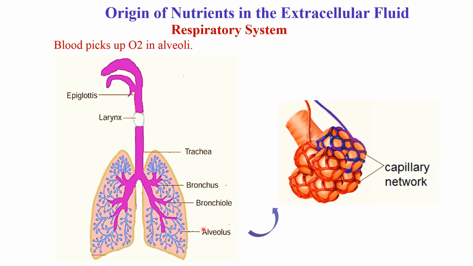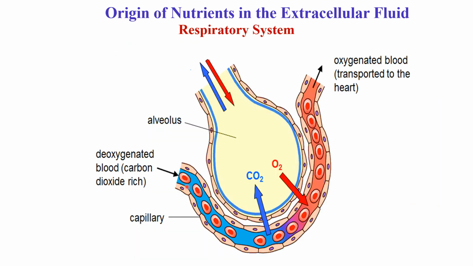The alveoli are well equipped with blood capillaries. The blood capillary contains deoxygenated blood. Oxygen from the alveolus enters the blood capillary by means of diffusion. The oxygenated blood is transported to the heart and the heart pumps it to all parts of the body.